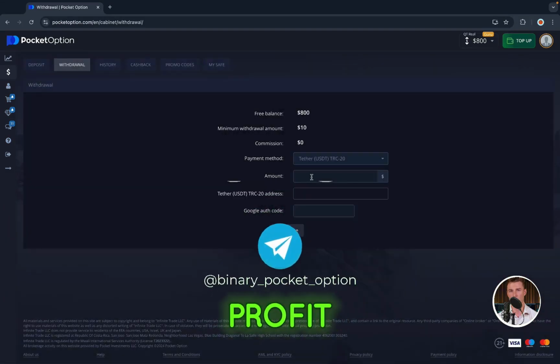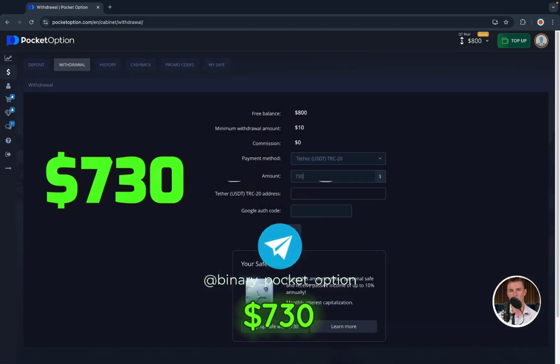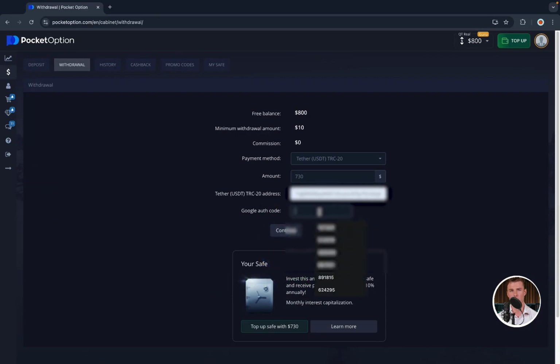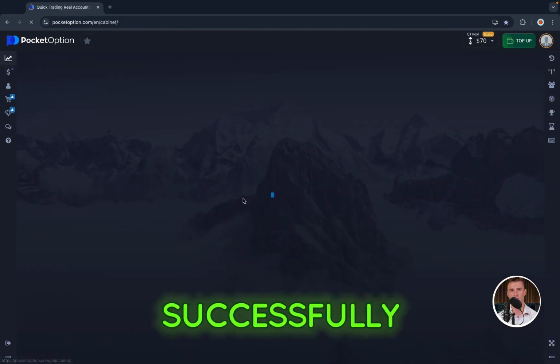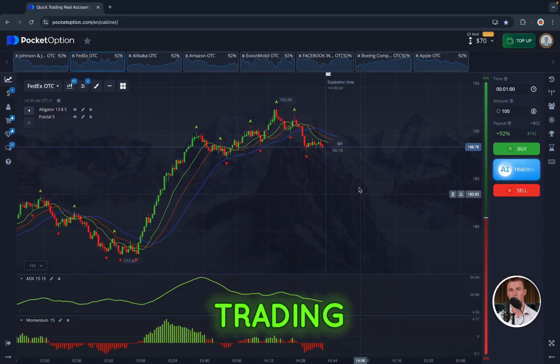The amount of today's profit will be $730. The withdrawal operation is successfully executed. This is how trading today turned out.